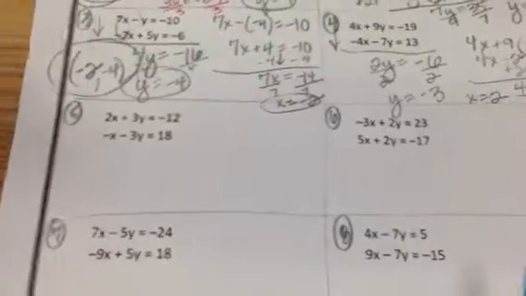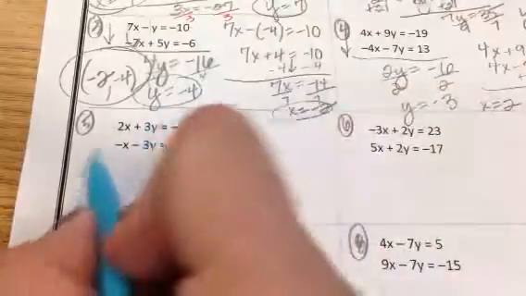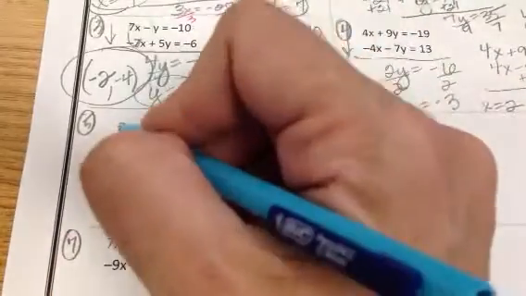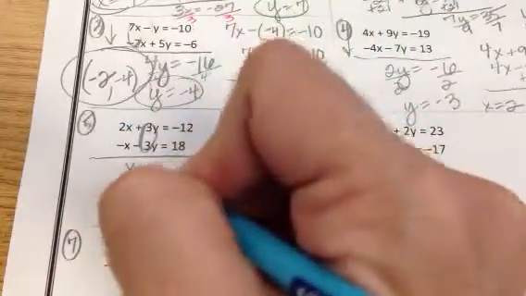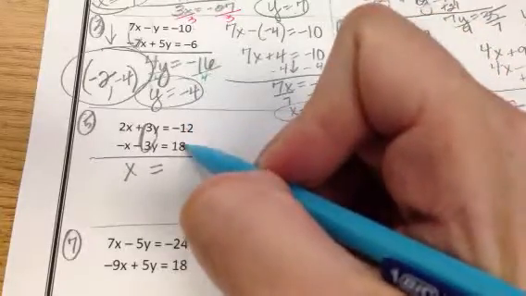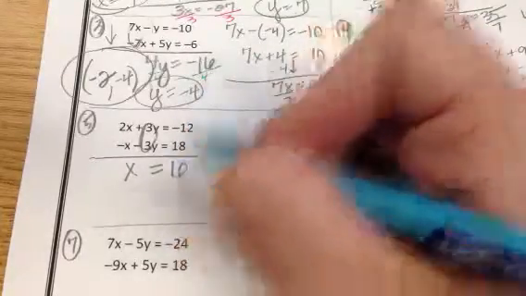Number 5. In number 5, I notice that I have opposite coefficients on the y. I can eliminate the y's. 2x minus x is going to give me an x. Negative 12 plus 18 is going to give me a positive 6. Easy squeezy. X is 6.